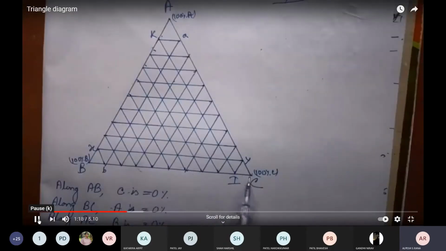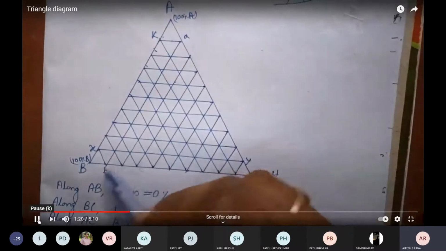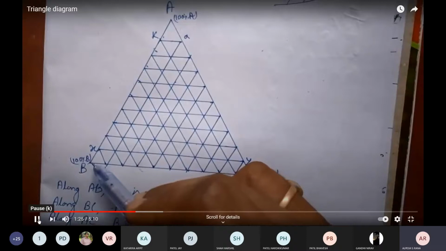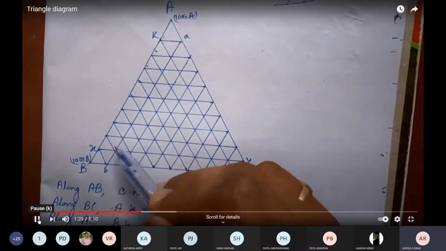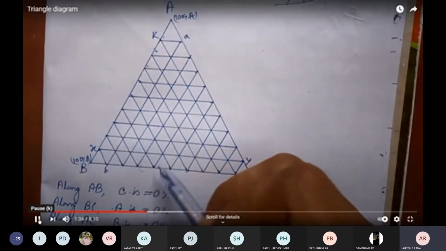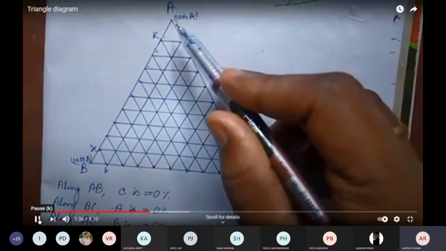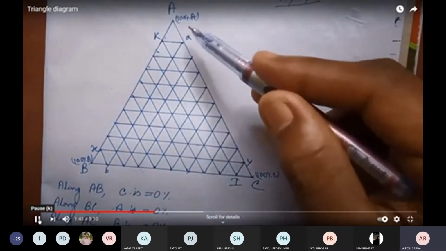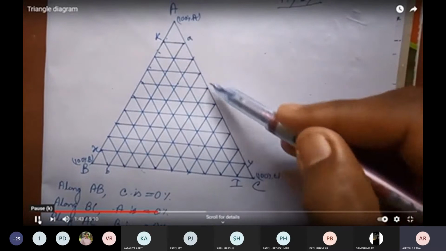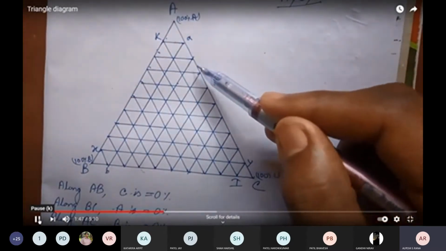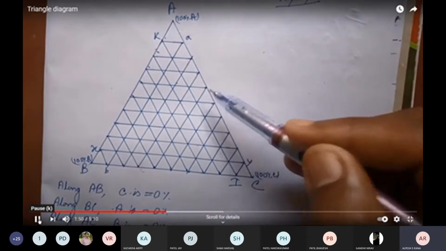Along the line BC, the concentration of A is 0%, and the concentration of B is 100% at this point. The concentration of B decreases along these parallel lines, and at the end the concentration of B is 0% along this line AC. Along the line AC, the concentration of B is 0%.